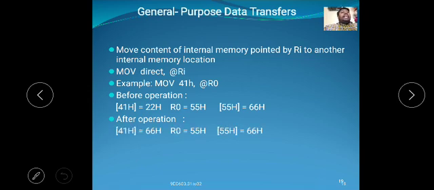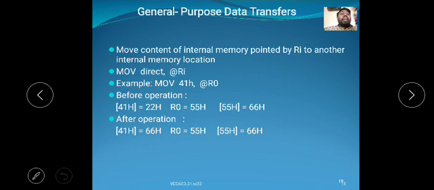Move the content of internal memory pointed by Ri to another internal memory location. MOV direct, @Ri. Example: MOV 41H, @R0.